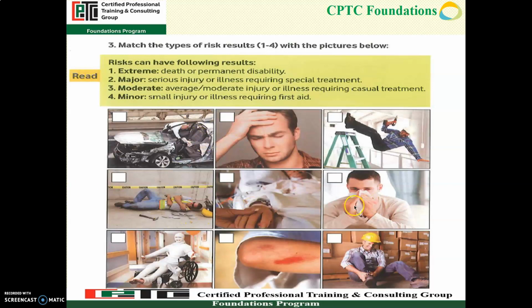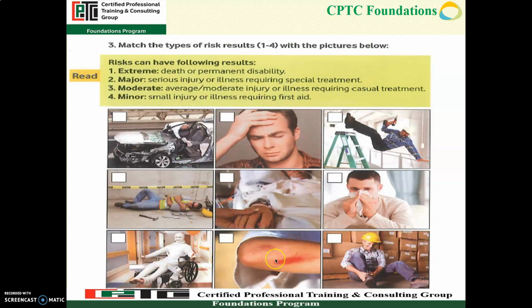The next one, this man is blowing his nose. He might have just an allergy because of dust or something in the workplace, or he might have just the flu. This is not a very serious result. He can take care of it himself. So it's number 4, minor. The next picture, we have that patient, all covered. He can't move, and you see it's very serious. The result of the risk that he had is very serious. It's extreme. It's number 1.